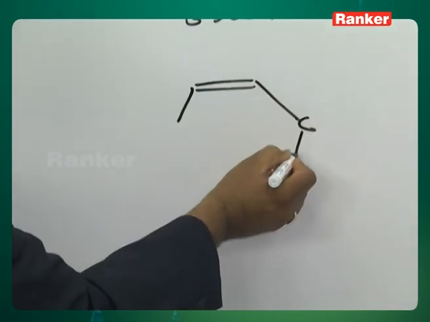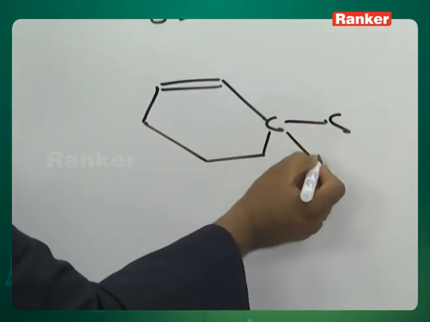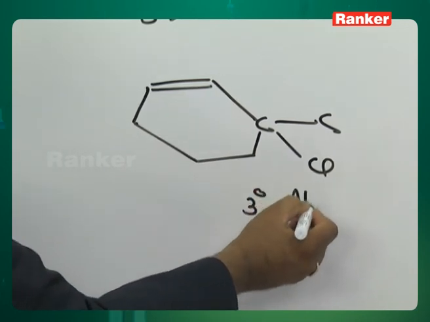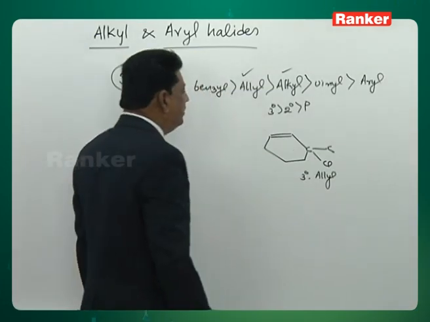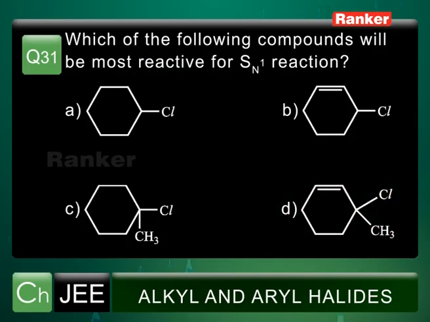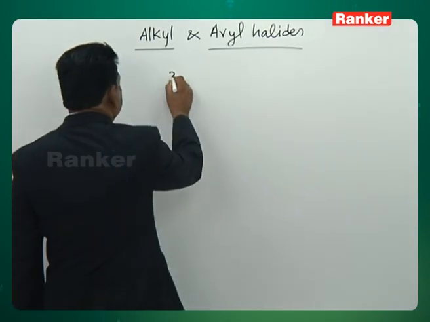This is the allylic carbon, right? And we have a carbon also here and a halogen is there. So this is a tertiary as well as allyl. This type of combination is a better combination than the other combinations. So therefore, the answer goes to D. So let's go to question number 32.